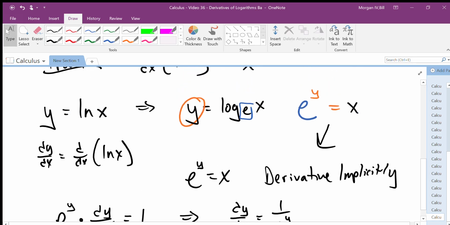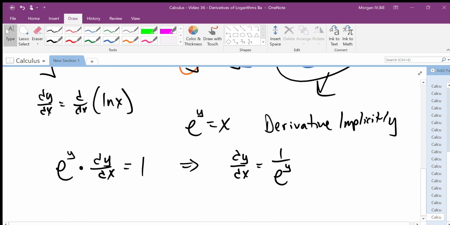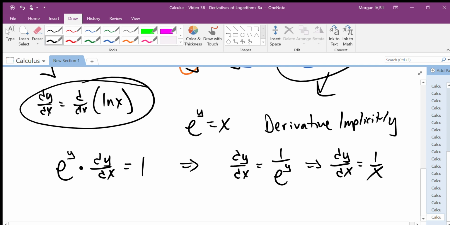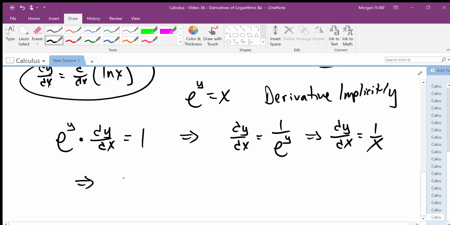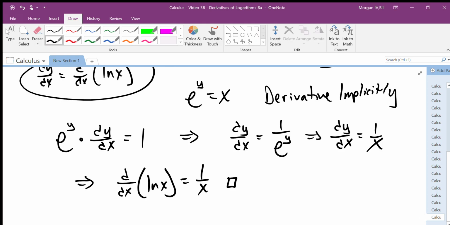And up here we see that e to the y is equal to x, so I can replace e to the y with x. And we get that the derivative of y with respect to x is 1 over x. The derivative of y with respect to x is the same thing as saying the derivative of the natural log of x. So we have thus proven that the derivative of the natural log of x is indeed 1 over x. Okay, that's nice. Nice proof there. Pretty short.